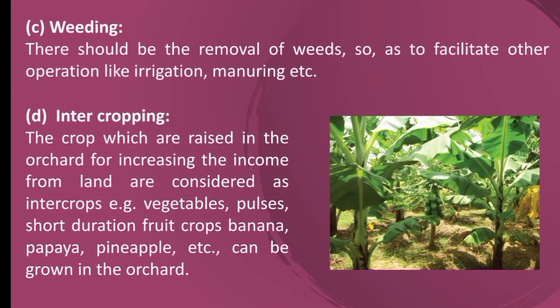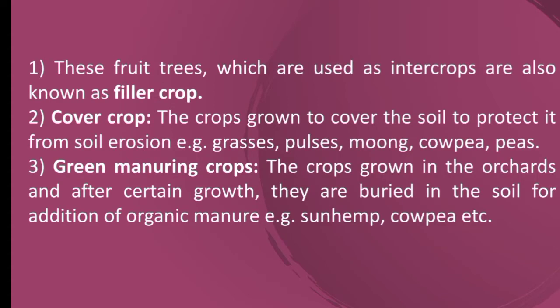So fourth is intercropping. The crops which are raised in the orchard for increasing the income from the land are considered as intercrops. Examples are vegetables and pulses like legumes. Short duration fruit crops like banana, papaya, pineapple, and others can be grown in the orchards. As an example in the picture, we have banana intercropped with papaya. So these fruit trees, which are used as intercrops, are also known as filler crops.